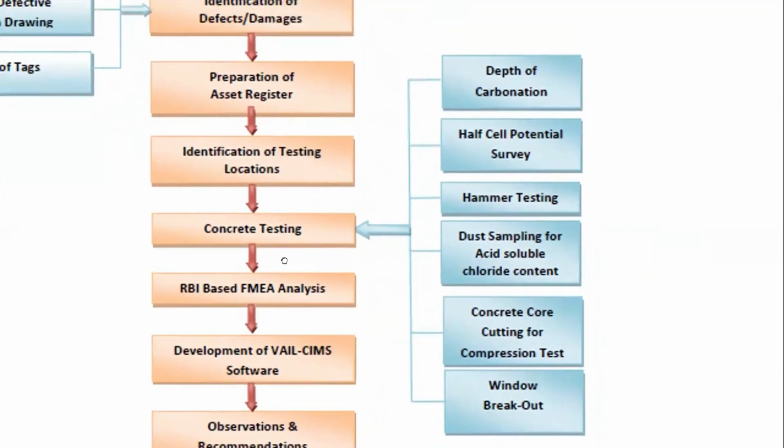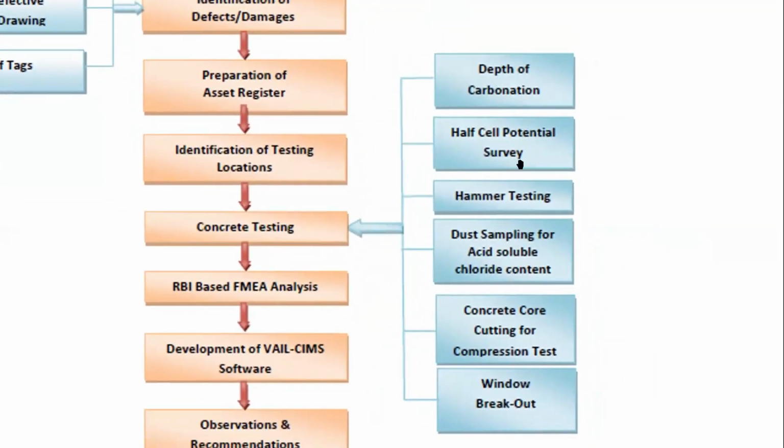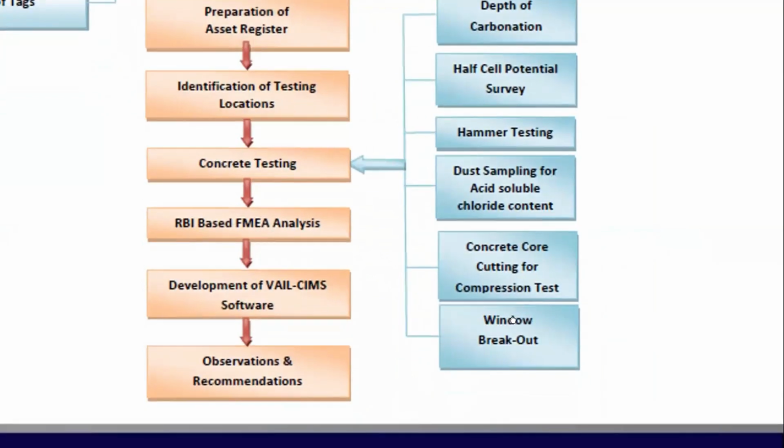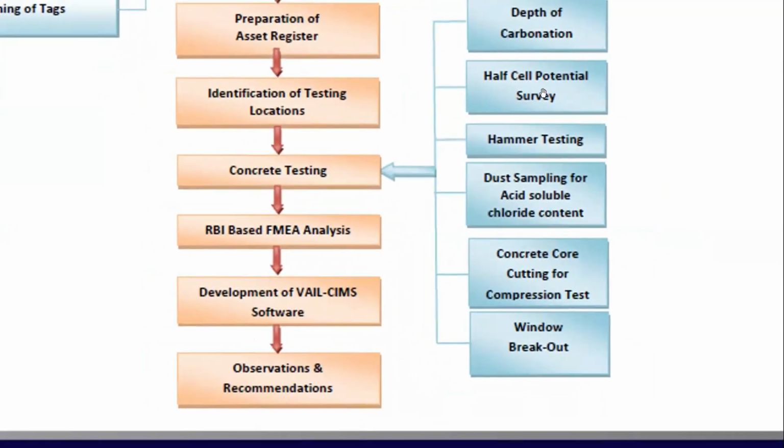This is important. There are many tests, but some are identified here: depth of carbonation, half-cell potential survey, hammer testing, dust sampling for acid-soluble chloride contents, concrete core cutting for compression tests, and window breakout. Once these tests are done, the results are taken, and then we also provide RBI-based FMEA analysis, then development of Whale CMS software, and then observations and recommendations, which we are used to following.